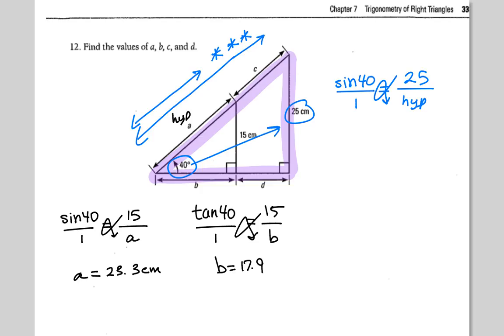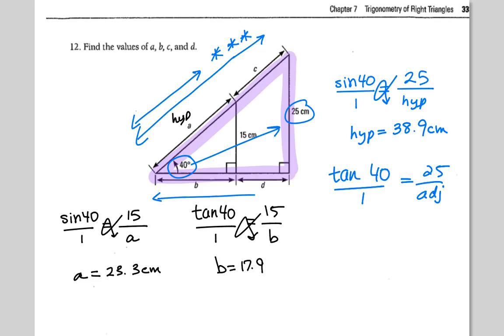Cross multiplying 25 divided by sine 40. I get that the height is 38.9. And it's exactly the same for tangent, same idea. So tangent 40 over 1 equals op 25 over adj. Now I'll be solving for this big distance on the adj. I will subtract B so that I can get D down there. Cross multiplying 25 divided by tan 40. I got the adj is 29.8 centimeters.